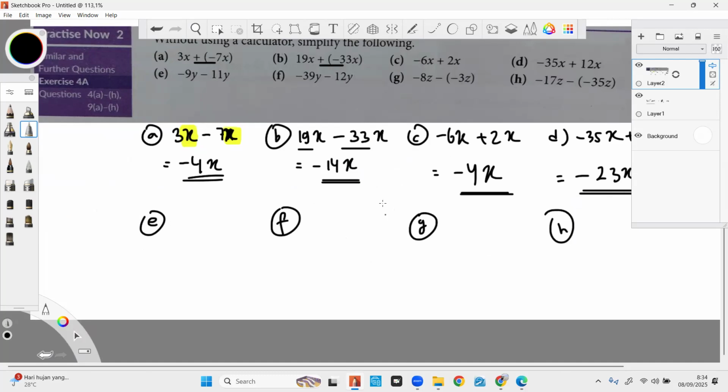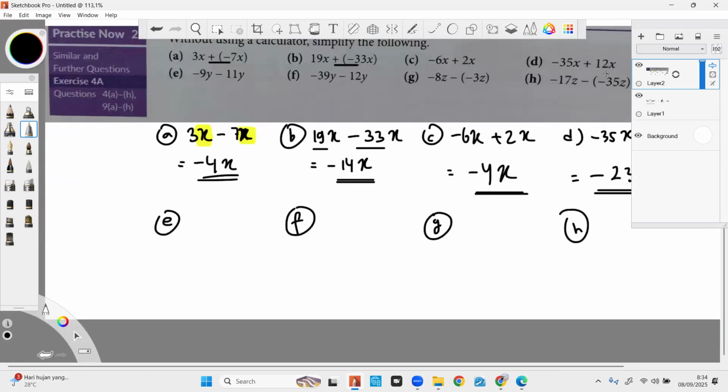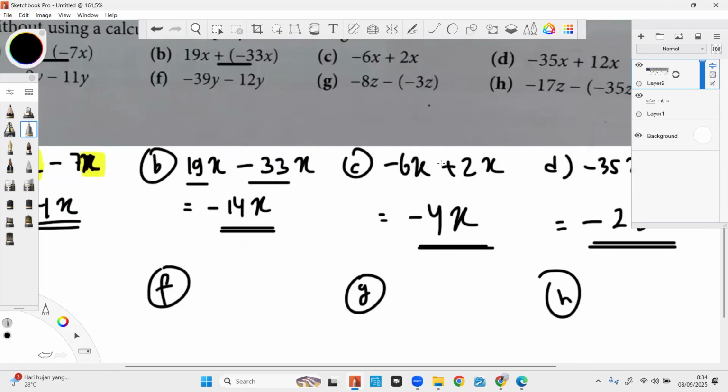Not necessarily negative at the end of the answer. It might be positive. I will give you one positive answer. Question G. Negative 8z plus 3z, right? Oh no, it's still negative. My goodness. The only positive is H. That's right. Thanks. Okay, so this is negative 5z.